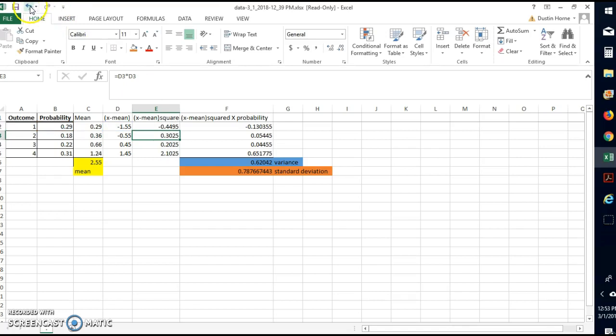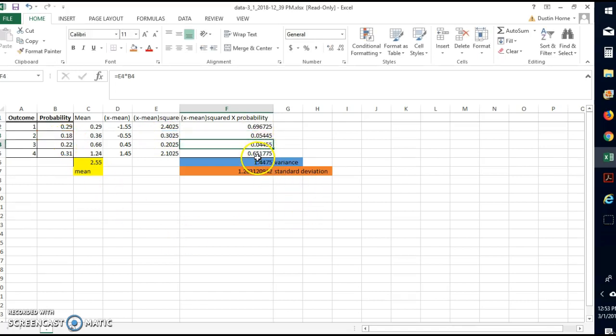I messed up. Let me fix that. Okay, to get this number, you would take this cell, this value, times the probability, and get this. Okay, I clicked on the wrong cell there. Okay, so there's my formula. For the next one, I took the x minus mean squared and multiplied it by the probability. That's how I got that number, and so forth.